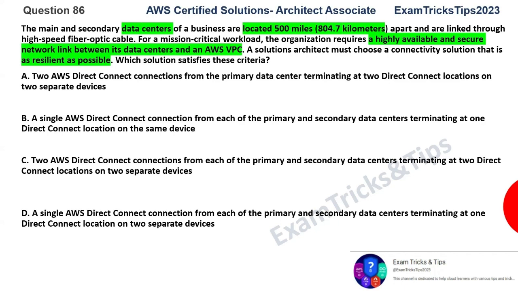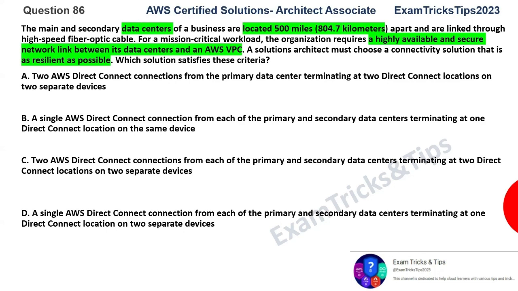So the first one says, let's have two AWS Direct Connect connections from the primary data center terminating at the two Direct Connect locations on two separate devices. Now, Direct Connect is a good solution, and obviously you can see Direct Connect is across all of the options. But this one will create a single point of failure at the secondary data center, a single connection. So primary is fine. We have a lot of resiliency here. But what about the secondary data center? That doesn't have reinforced connectivity. So this one is not perfect.